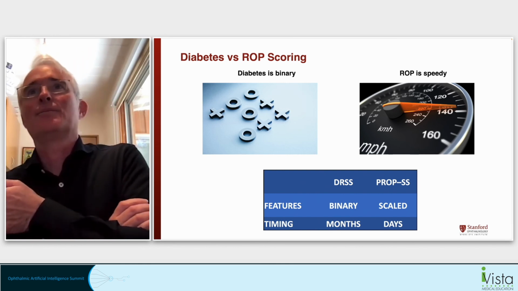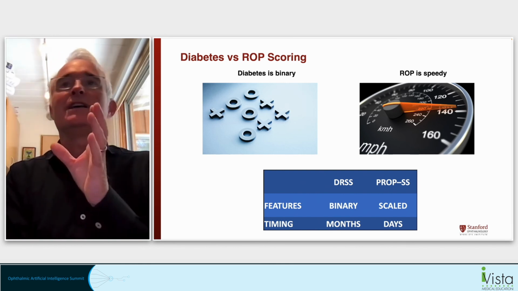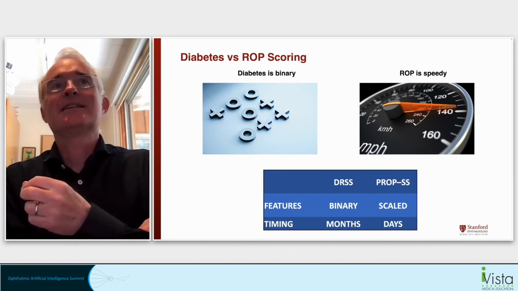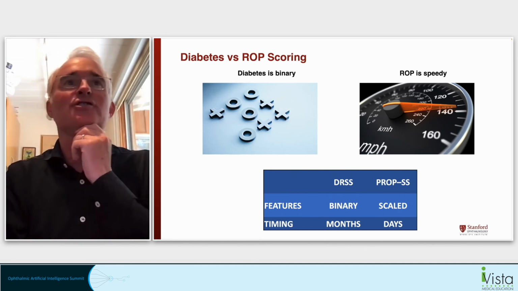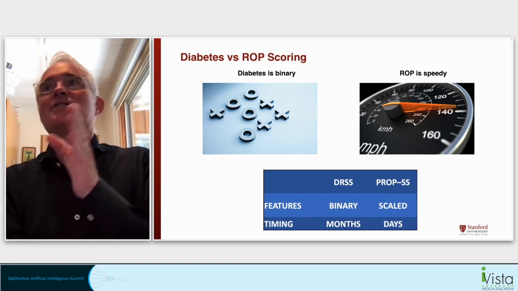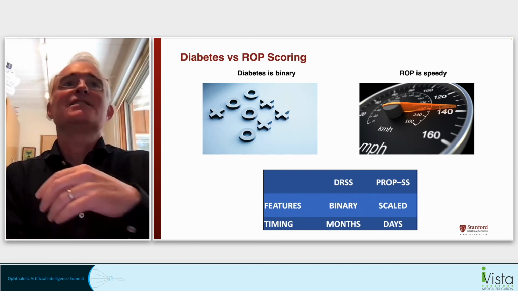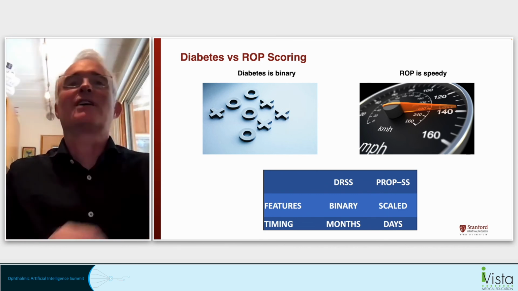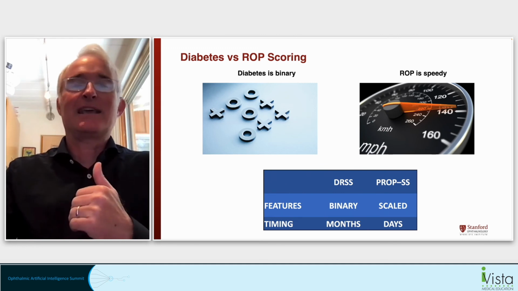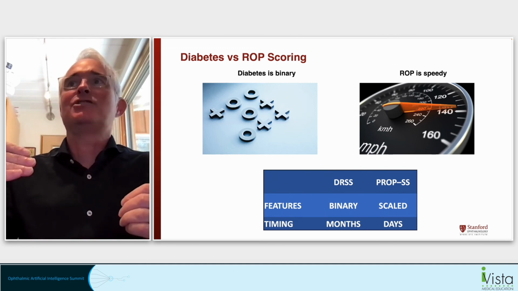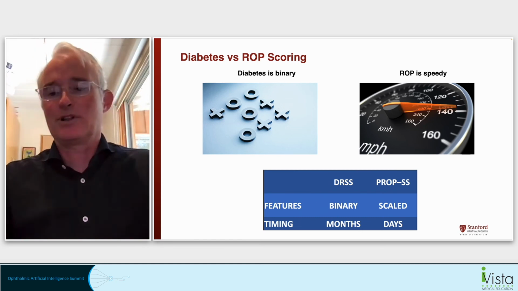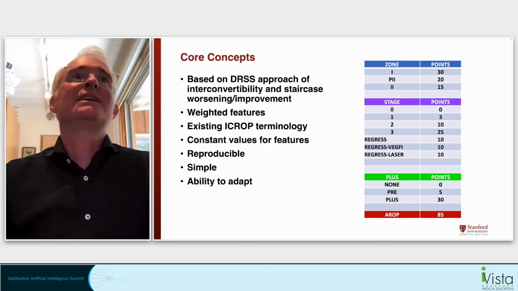diabetes and ROP. One, ROP moves really quickly, days to weeks, and diabetes is slow. And the second thing is that for all of its different features in diabetes, almost all of them are binary. They're graded on whether they're present or absent. And severity is basically counted by geographic location, as opposed to stage or plus, which can range in severity. Stage 1, 2, 3, 4, 5. Plus can go from none to pre-plus to plus. So those are the key differences.